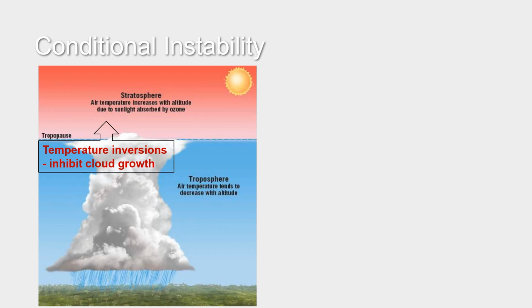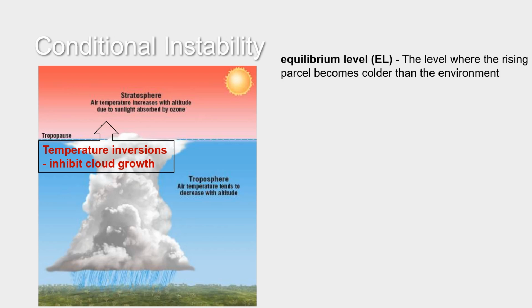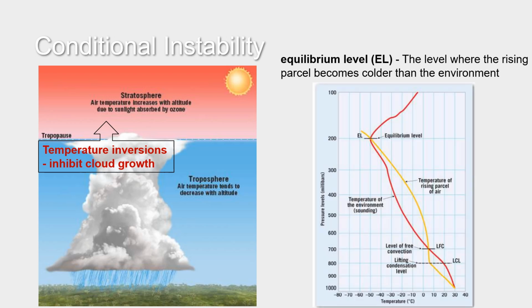So this level inhibits the cloud growth. That's why the cloud does not continue to go up. And there is what we call the equilibrium level. So this equilibrium level is the level where the rising parcel becomes colder than the environment. So you can see here in this graph, this is the equilibrium level.